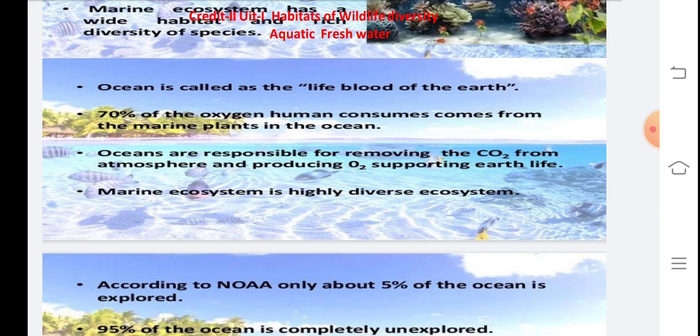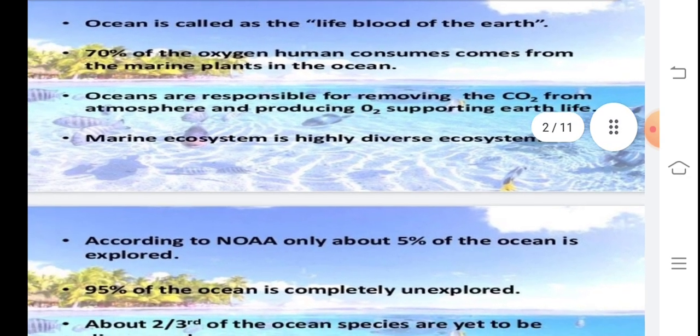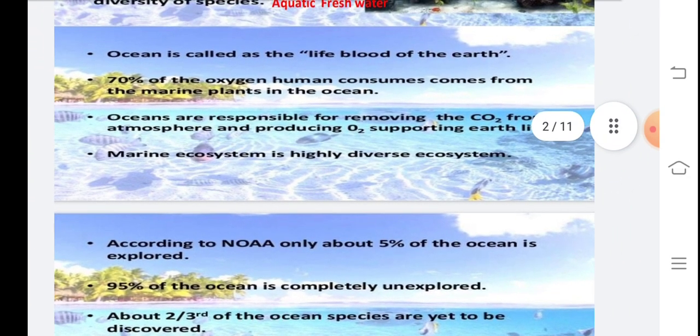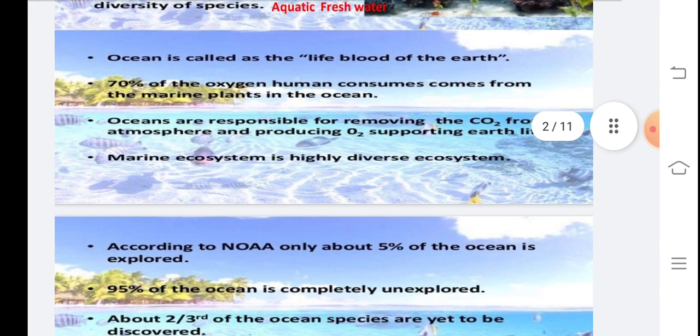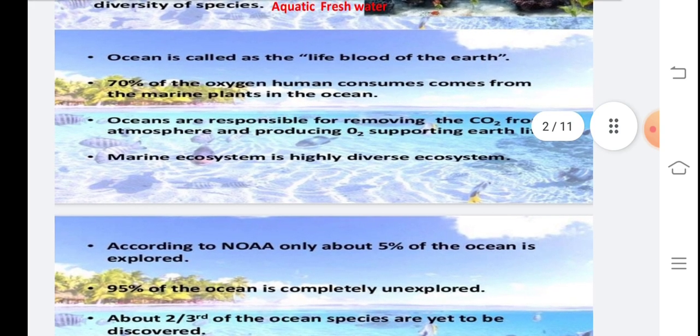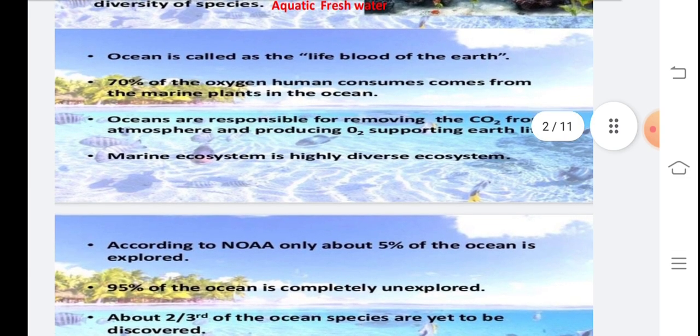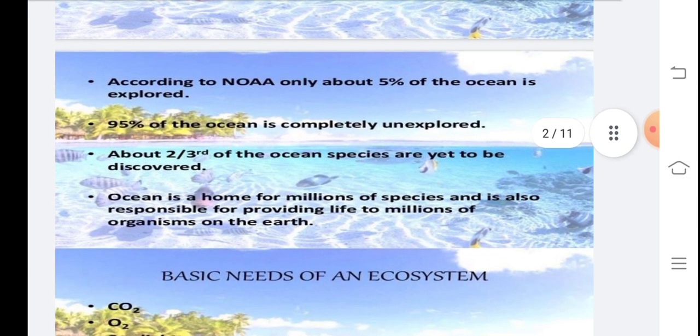So oceans are responsible for removing the CO2 from the atmosphere and producing the oxygen supporting earth life. Right. So whatever living organisms we are, we are totally dependent on this ocean system, marine system, and therefore it has different diverse ecosystems. So how they are, we will see one by one.